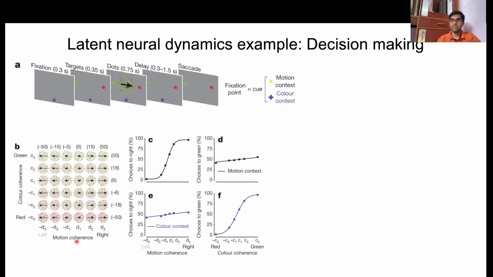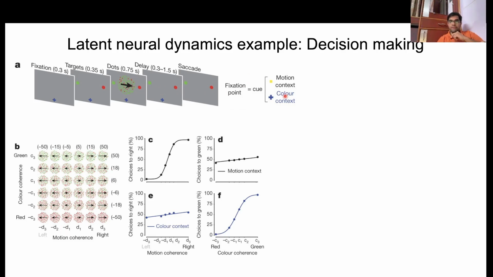In motion context, it's the direction of dots moving, either left or right. So first, if you see the leftmost column here, all the dots move to the left, or all the dots move to the right, and intermediate coherence levels. Okay.